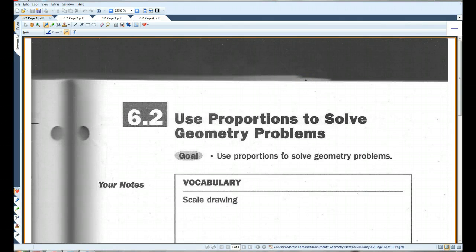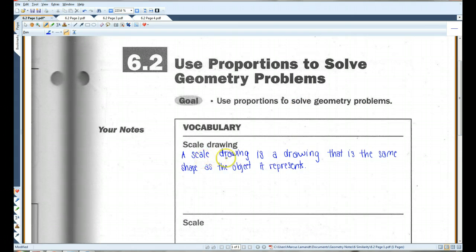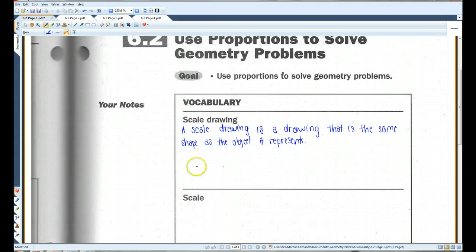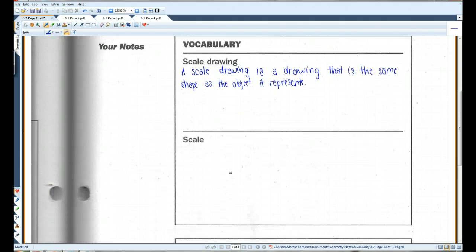Alright, 6.2, use proportions to solve geometry problems. I think most of you already kind of know what a scale drawing is. A scale drawing is a drawing that is the same shape as the object it represents. Maps are good examples of scale drawings, or if you have ever seen a diagram of a house or a room that's drawn, quote-unquote, to scale, those are scale drawings. We'll do some examples of what these are.